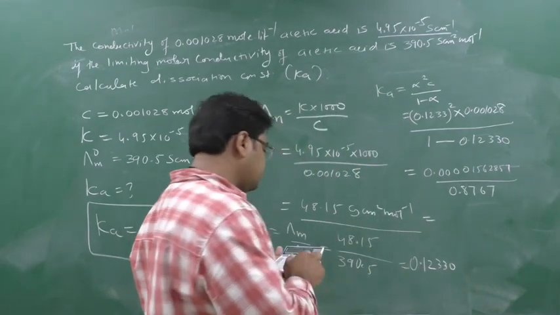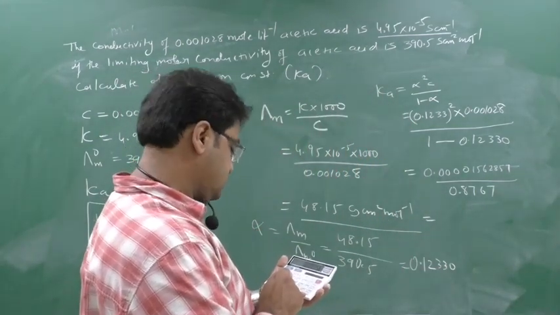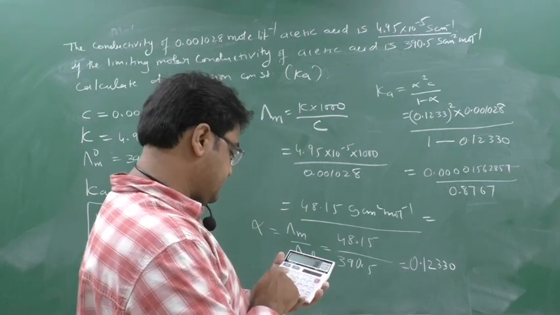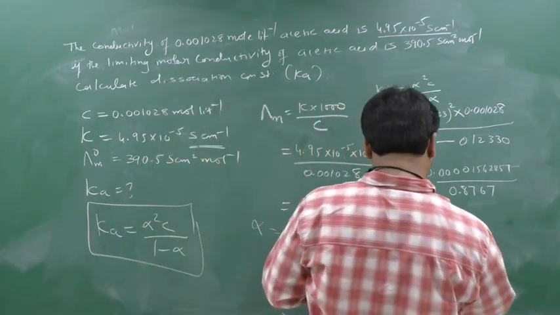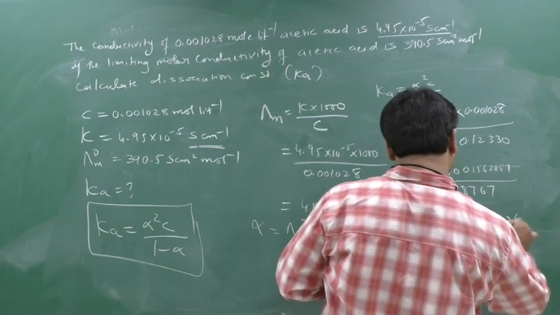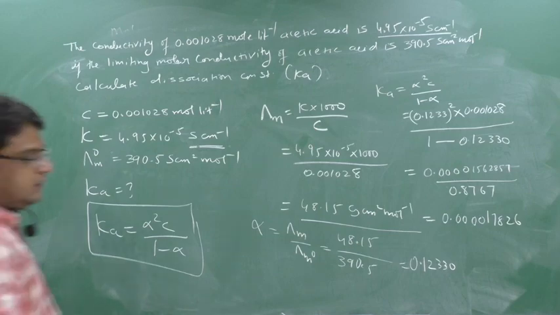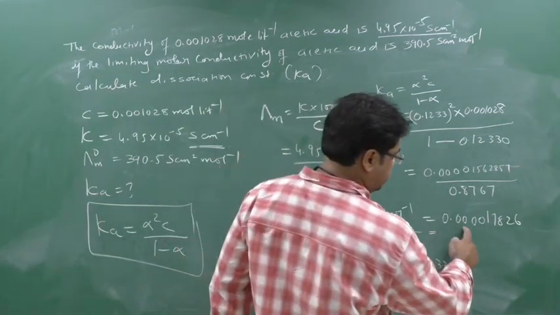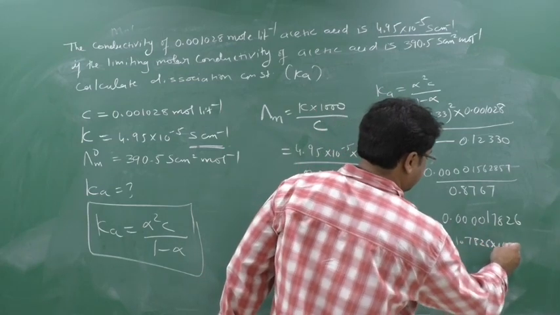So 0.1562857 divided by 0.8767. You get the answer as 0.401786 mole per liter. And if you go for the combined form, there is 1, 2, 3, 4, 5, so it is 1.7826 into 10 to the power minus 5.